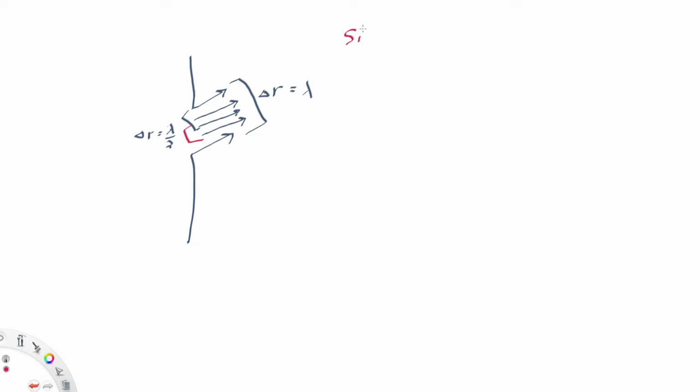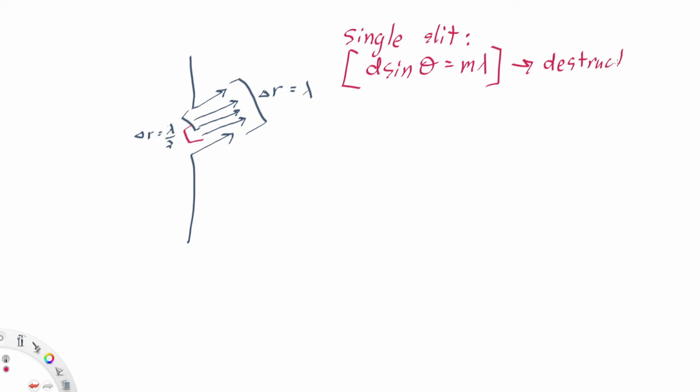And so for a single slit, we have exactly the same equation, except this doesn't provide constructive interference in this case. It provides destructive interference. So in the double slit case, this formula predicts the location of bright spots. In the single slit case, it predicts the location of dark spots.